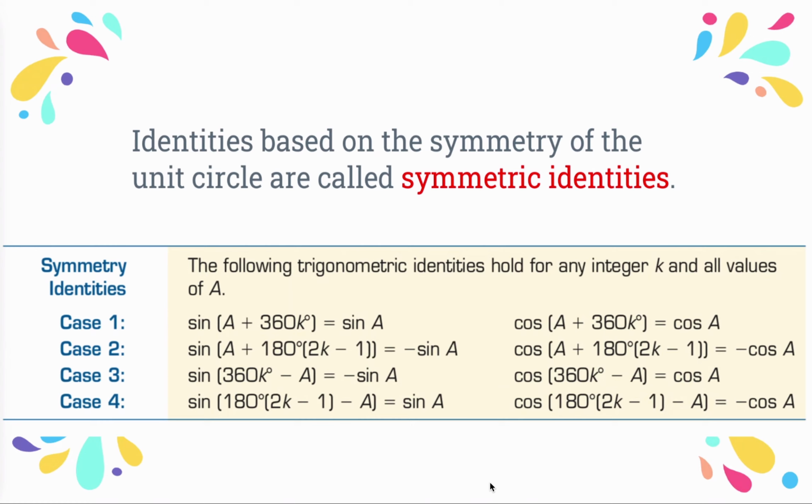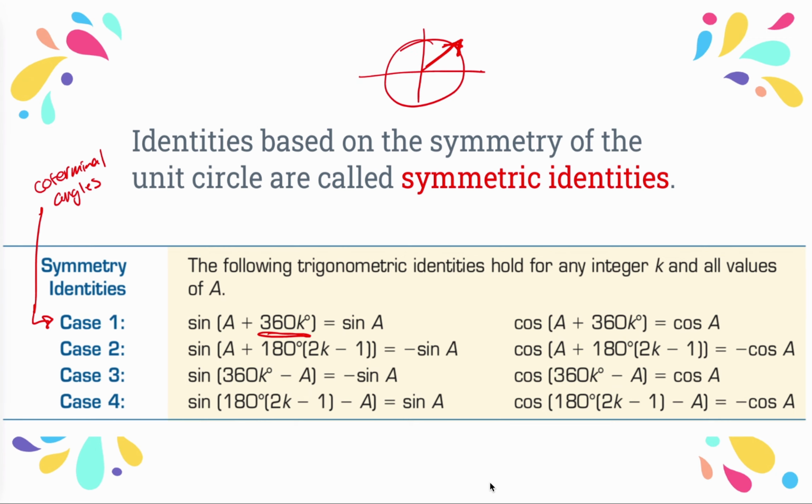Identities based on the symmetry of the unit circle are called the symmetric identities. So case 1 is the case of the coterminal angles. That just says that if we add any multiple of 360 degrees to an angle, we get an angle with the same sine and cosine, right?